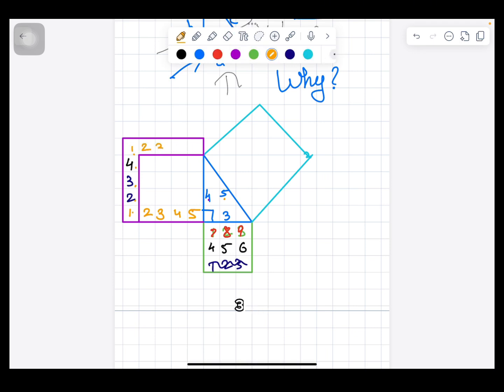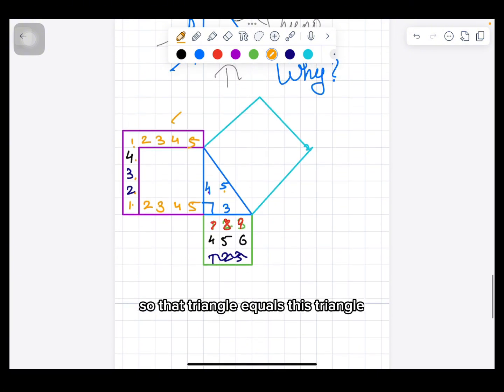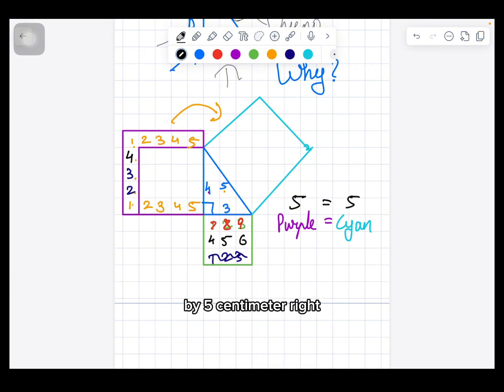1, 2, 3, 4, 5. So that square equals this square. So from literally this example, you can say that purple equals cyan, right? They both are now 5 by 5 centimeter.